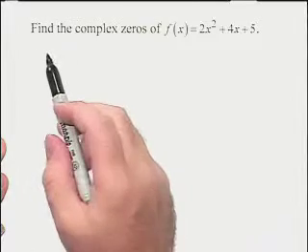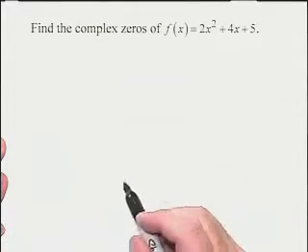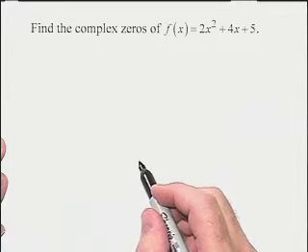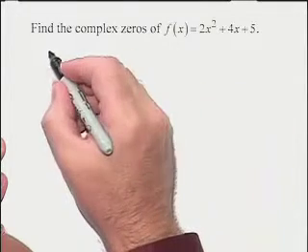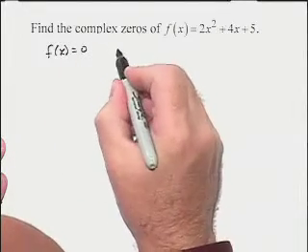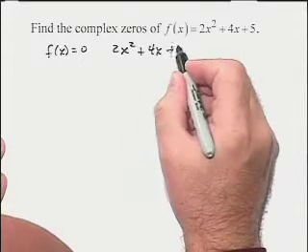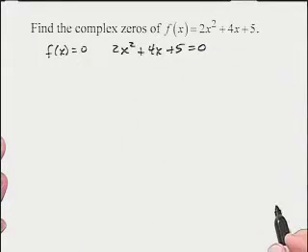For this problem, we're going to find the complex zeros of a function. We're going to find the complex zeros of the function f of x equals 2x squared plus 4x plus 5. To find the zeros, we set f of x equal to 0, which means we need to solve the equation 2x squared plus 4x plus 5 is equal to 0.